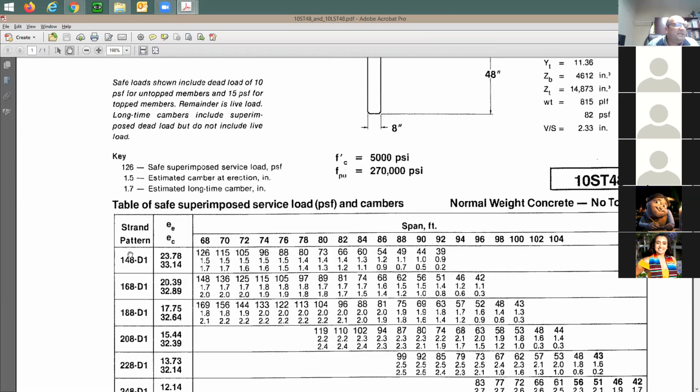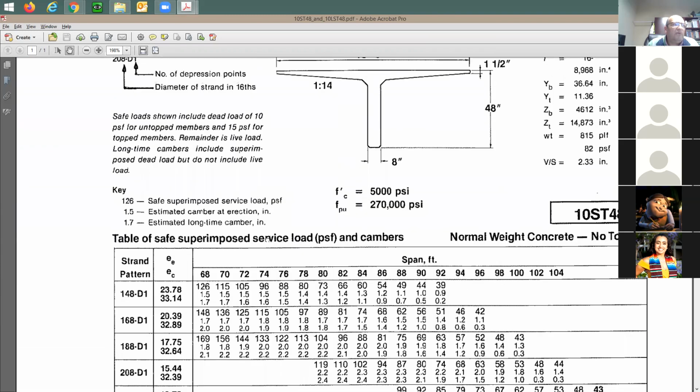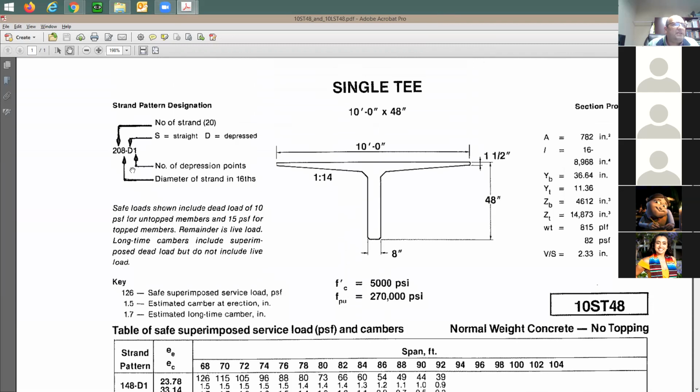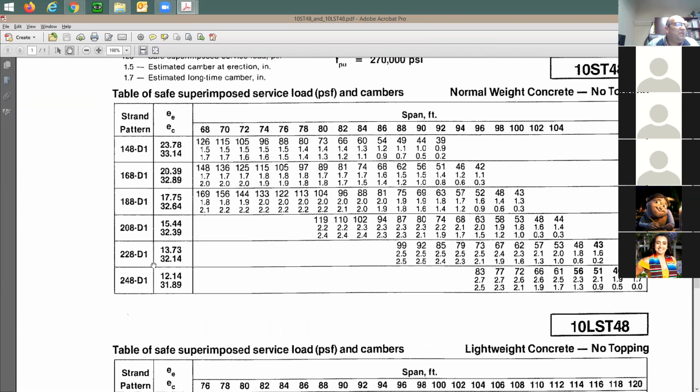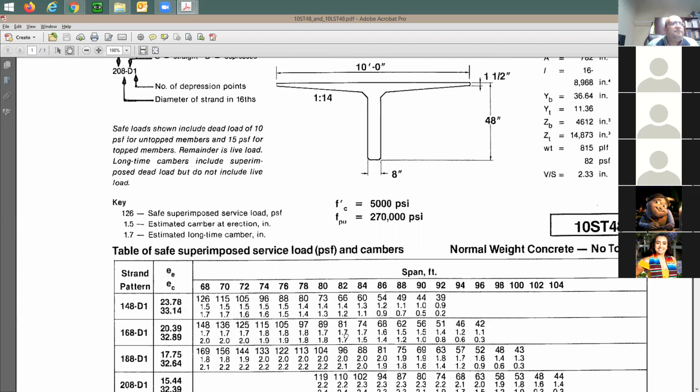So this one here, it says if you put here 14 strands, half inch. See this? 14.8 means 14 strands, half inch. How about this one here? What does it mean? 24 strands, half inch. 18 strands, half inch. I said, okay.